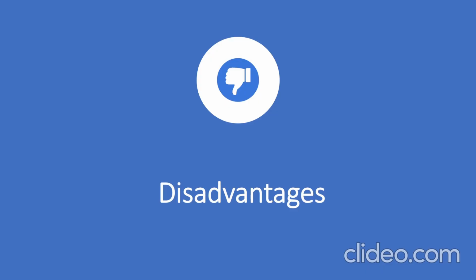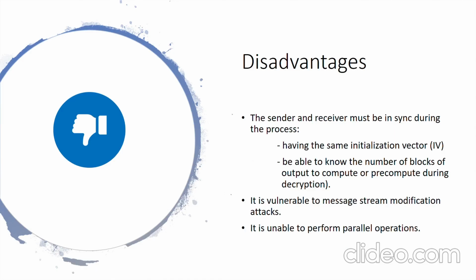The disadvantages of the OFB. The sender and receiver must be in sync during the process. For example, having the same initialization vector, and being able to know the number of blocks of output to compute or pre-compute during decryption. It is vulnerable to message stream modification attacks. It is also unable to perform parallel operations.